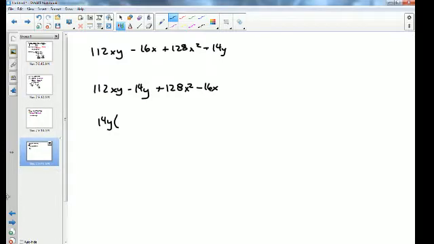Well, that's 112 divided by 14. 8. Right? It's 14y out of 14y. And it's a negative. You divide it. Okay, what's my greatest common factor here? Probably 16x, huh? And I get 8x minus 1 again.